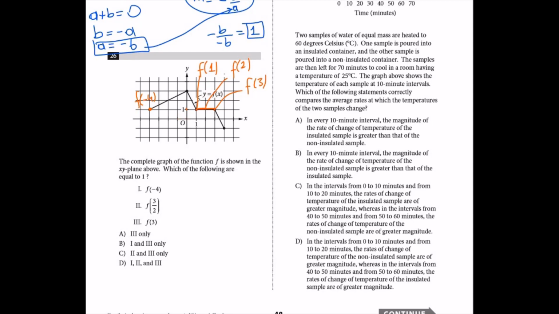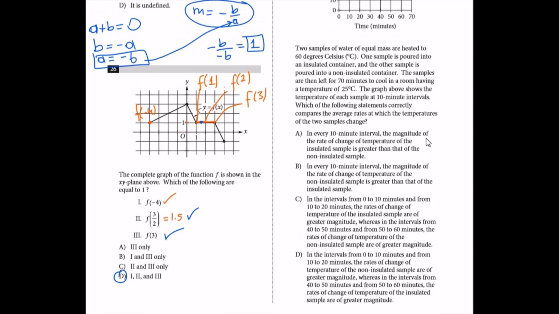That's it. Now let's check. F of negative 4 is equal to 1, that's correct. F of 3 over 2 is 1.5, and 1.5 falls in here, so it's still equal to 1. F of 1.5 is on the line, so it also equals 1. And f of 3 is also equal to 1. So all of them. Question number 27.